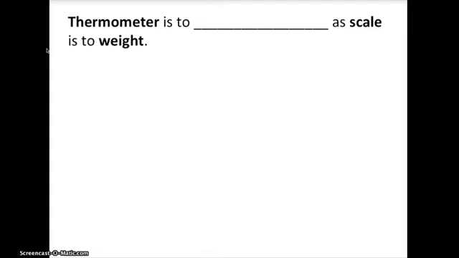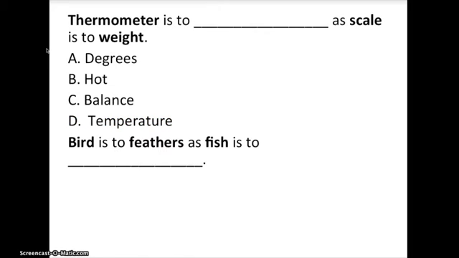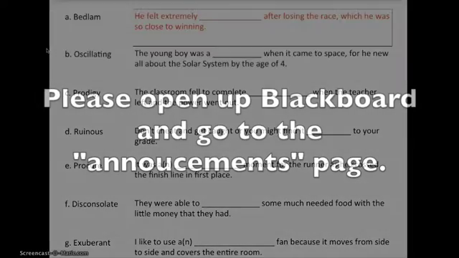Last examples, thermometer is to blank, as scale is to weight. Scale is used to measure weight, and a thermometer is used to measure temperature. So there's that relationship. And bird is to feathers, as fish is to anyone? Scales. That is correct. So those are those relationships.